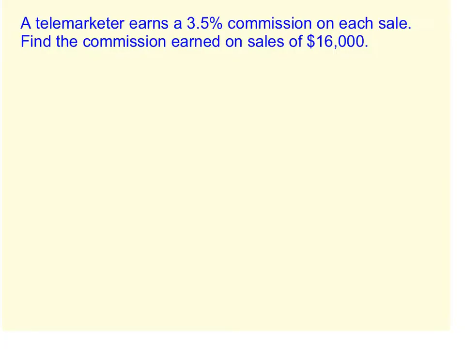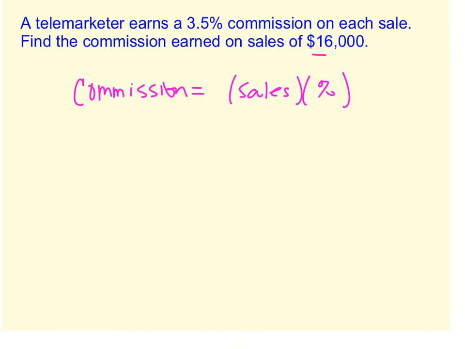All right, so our first example, and go ahead and make sure you write down the key information. It says a telemarketer earns a 3.5% commission on each sale. Find the commission earned on sales of $16,000. So what we want to remember is that commission is equal to the sales times the commission percent. So what's happening is this telemarketer has sold whatever product they're selling. They've sold $16,000 worth. So that is the sales. So we're going to write $16,000.